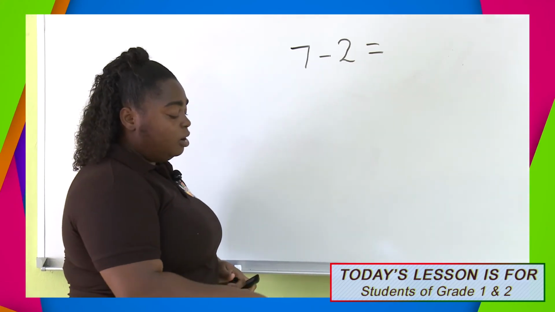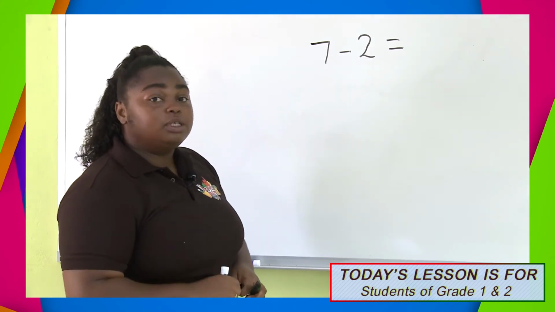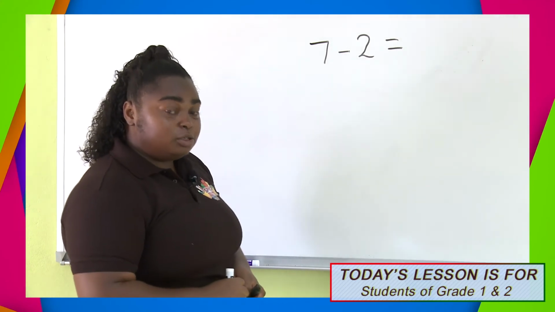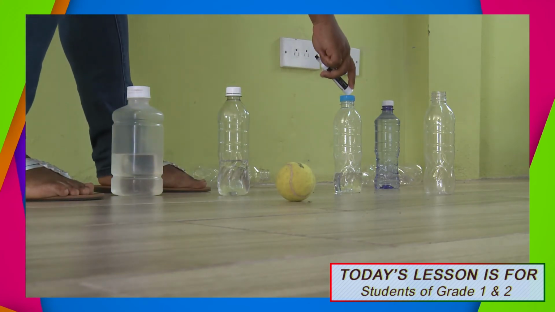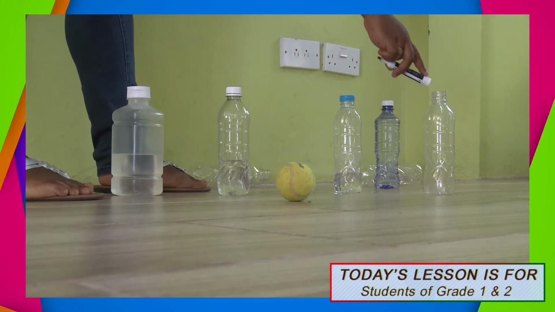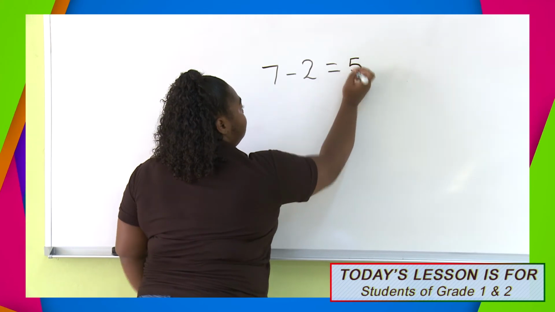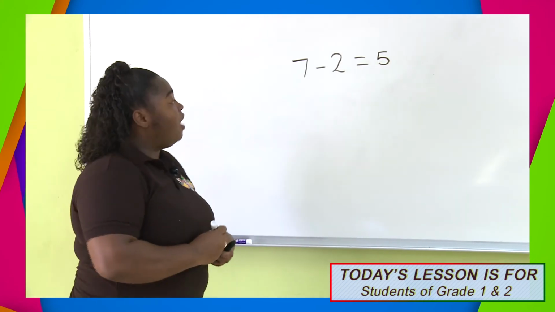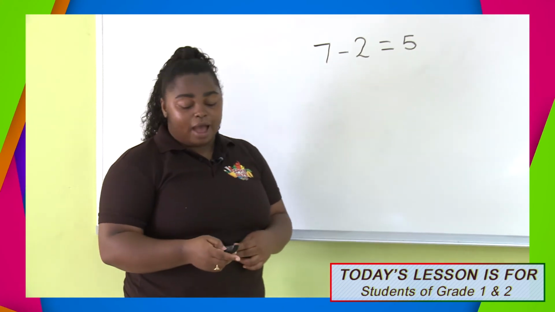Now remember, the number of bottles we have up is our answer. So let's count together to see how many bottles we have up. 1, 2, let's count, I can't hear you. 3, 4, and 5. Our answer is 5. 7 minus 2 gives us 5.